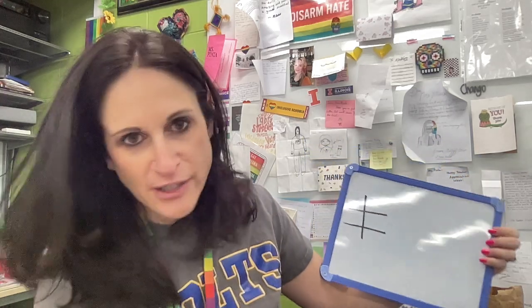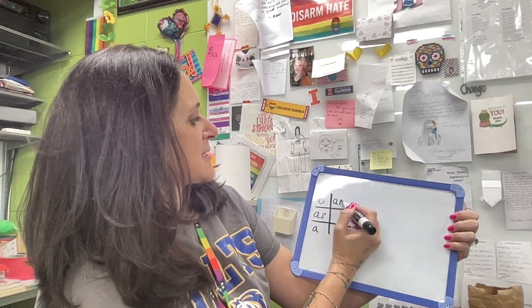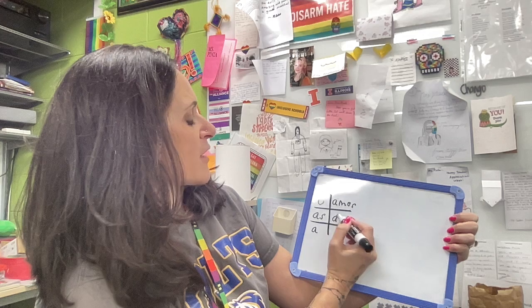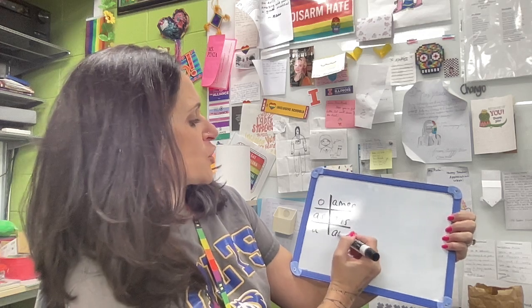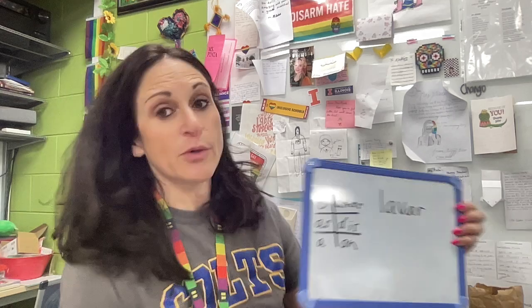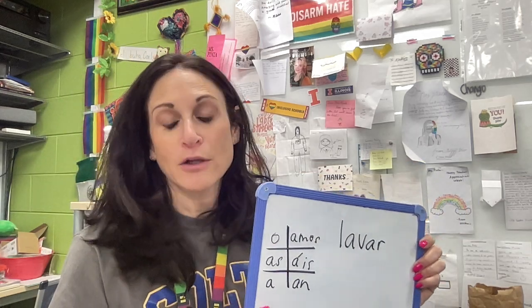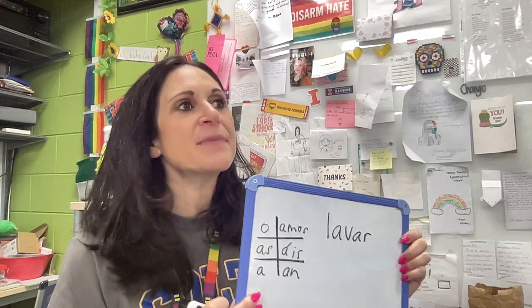So let's say we were going to conjugate lavar, okay? Remember, we have our o, as, a, amos, áis, an. These are the AR verb endings. So if I have the verb lavar, which means to wash, right? So it could be lavar los platos, to wash the dishes. It could be lavar el coche, to wash the car, right?